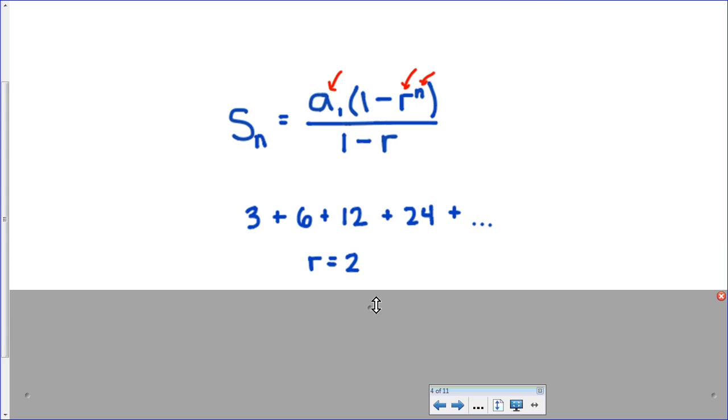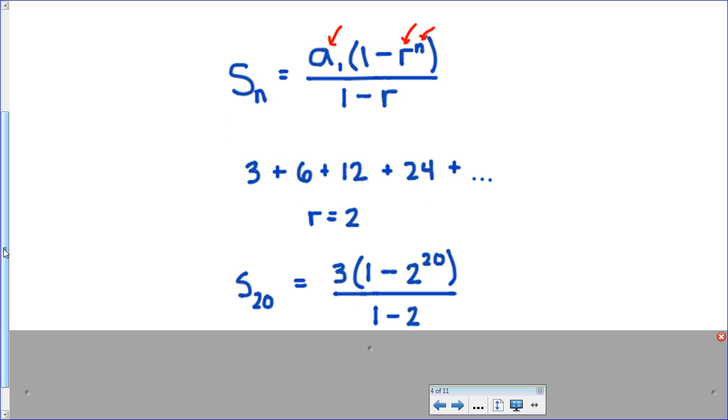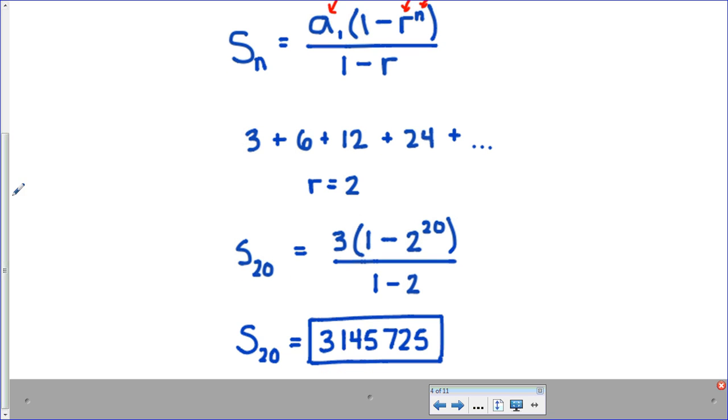Here is the sequence. The common ratio is 2, so we're going to plug in. First term is 3, 1 minus the common ratio to the 20th power. The common ratio is 2, 20th power, because we're looking for the sum of the first 20 terms. And we calculate it. Now, don't be shocked how big these numbers get, because when a sequence is geometric, if it's multiplied by a number greater than 1, it's getting big very quickly. And then on top of that, you're adding it together to the previous big numbers. So sometimes these sums can be pretty large.